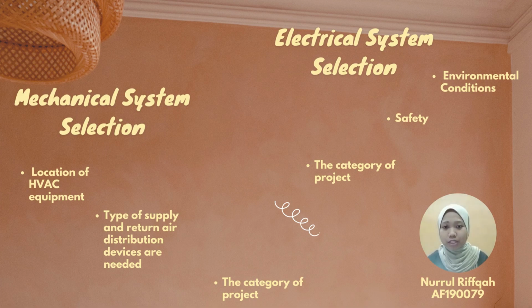So today I will present about the mechanical system selection and electrical system selection. For mechanical system selection, we have to consider the category of project, the location of HVAC equipment, and the type of supply and return air distribution devices which are needed. For the electrical supply selection, we have to consider safety, environmental concern, and the category of project.